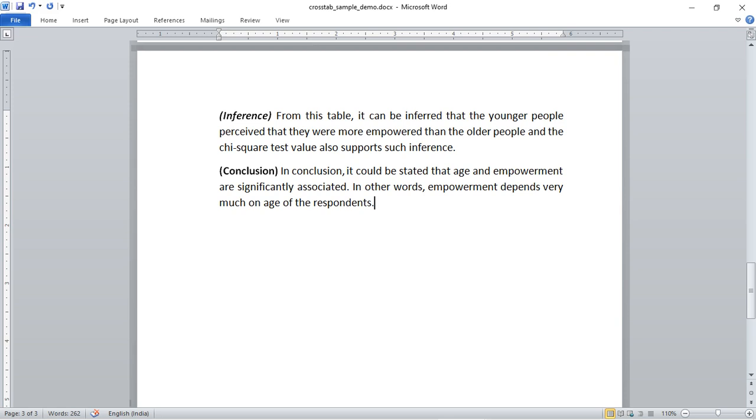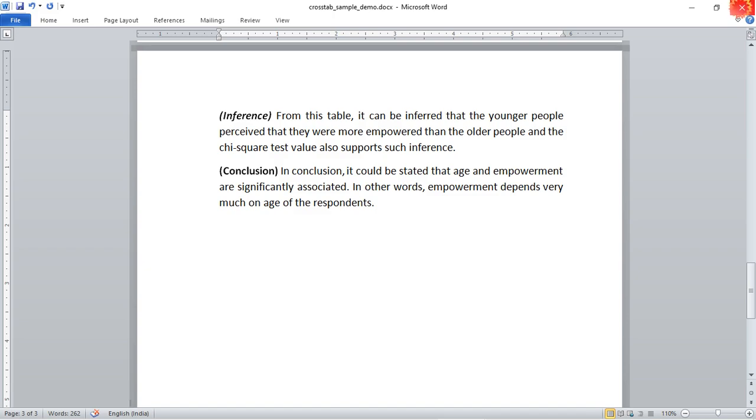So let's conclude. In the conclusion, it could be stated that age and empowerment are significantly associated. In other words, empowerment depends very much on the age of the respondents. So with that, we conclude this slide on interpretation and how to write an assignment.